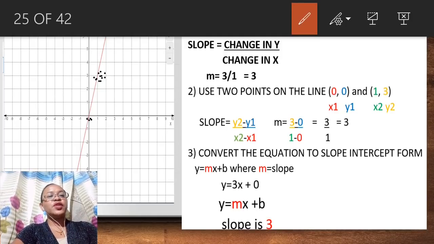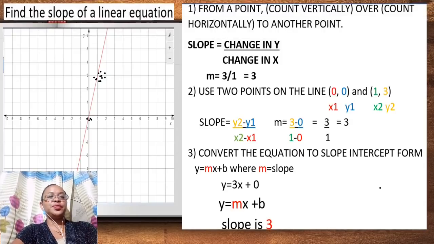Number 3, convert the equation to slope-intercept form. The slope-intercept form is y equals 3x plus 0. The b there is 0. Because the given is 3x equals y, you interchange them, it becomes y equals 3x. And it is understood that the y-intercept is 0. So our m, or the slope, is 3. So that's it. There are 3 ways to solve for the slope.